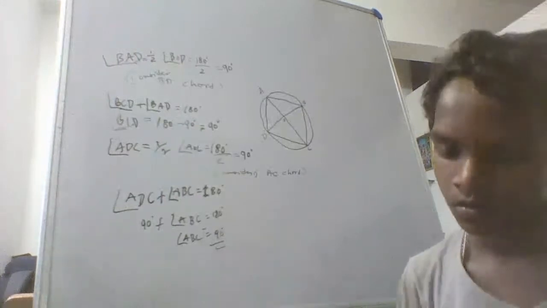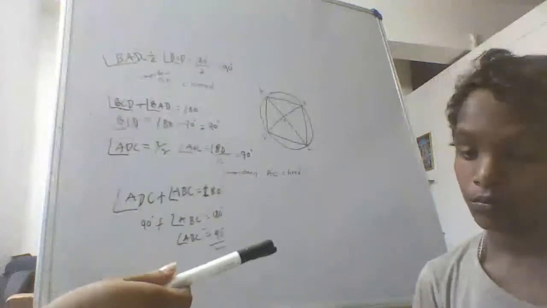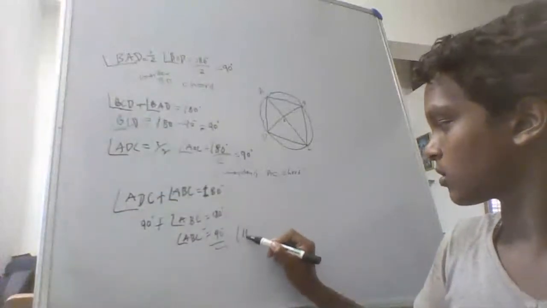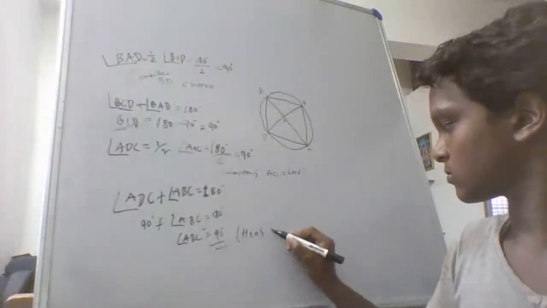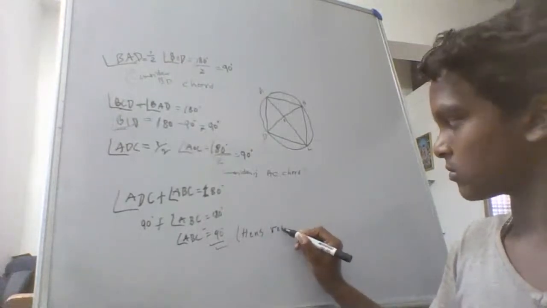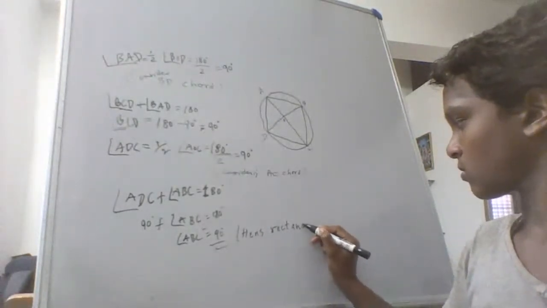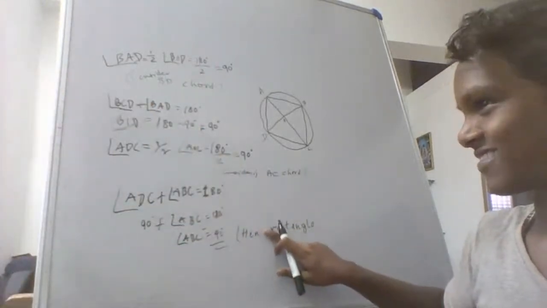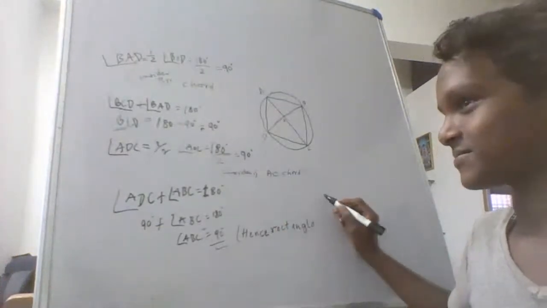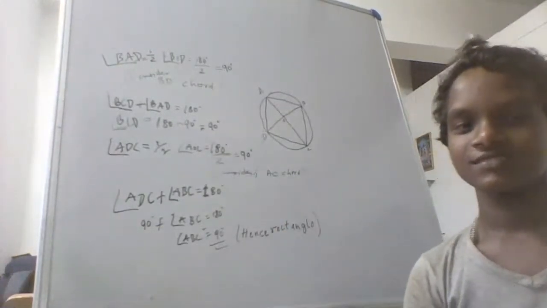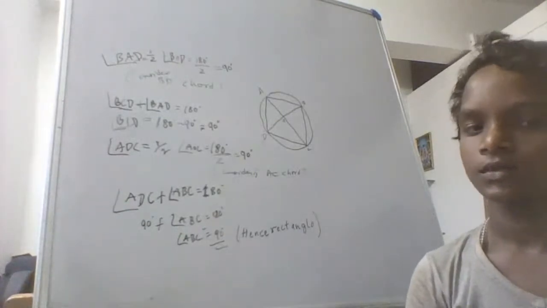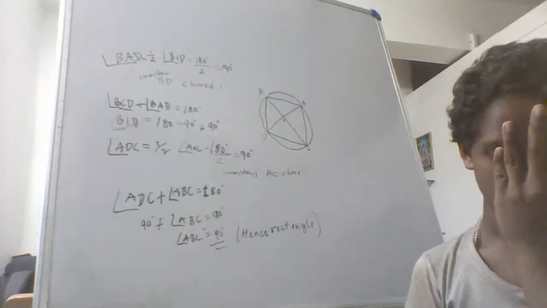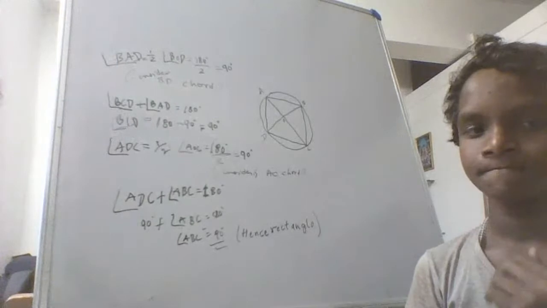So at last, what we have to prove? It is a rectangle. Hence it is a rectangle. Understood, right? So I hope everybody understood this. Let us move on to the next problem.